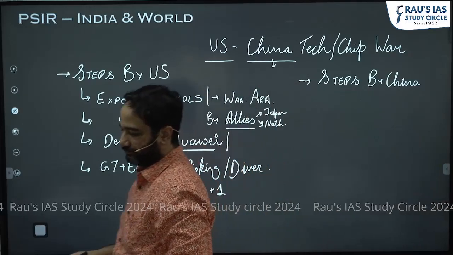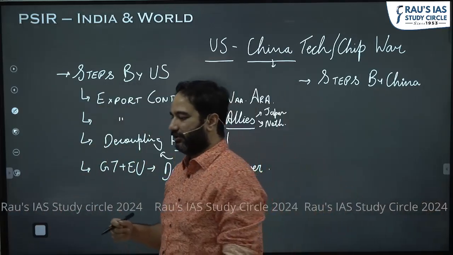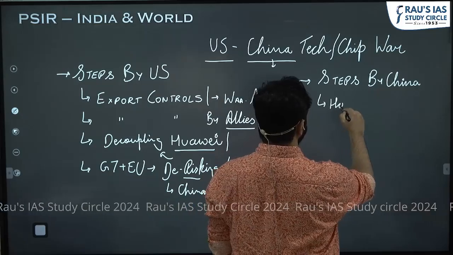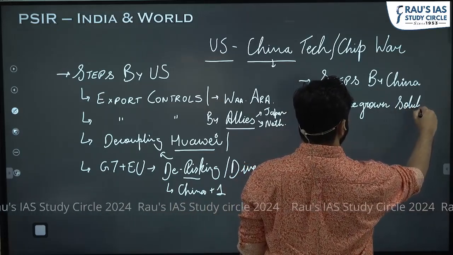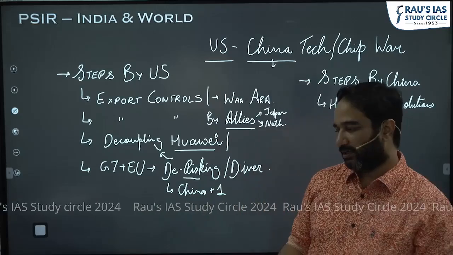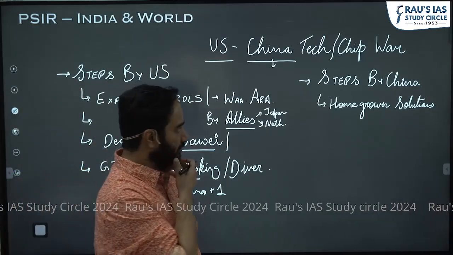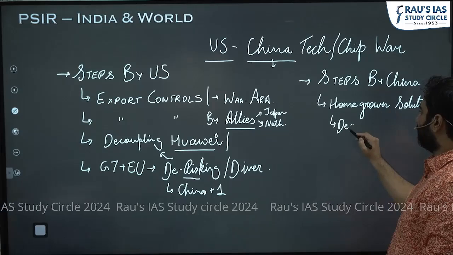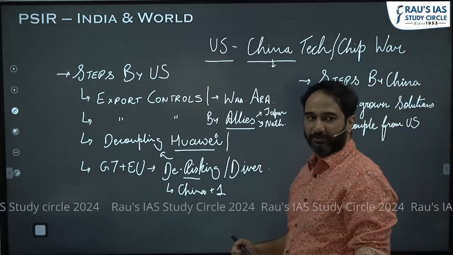Steps by China. China would undertake homegrown solutions to overcome the restrictions on exports. They would decouple from the Americans.